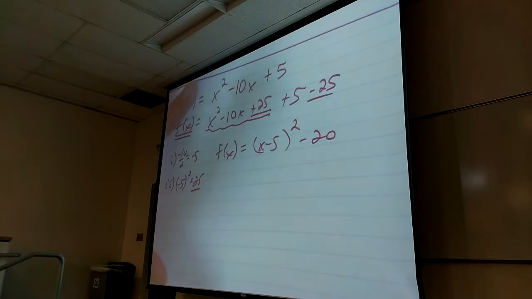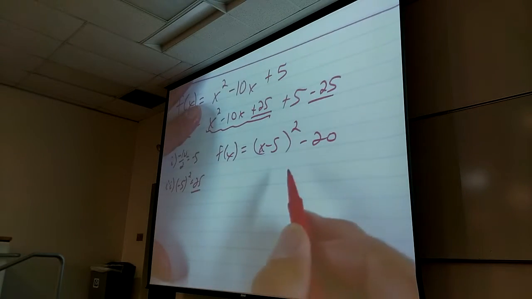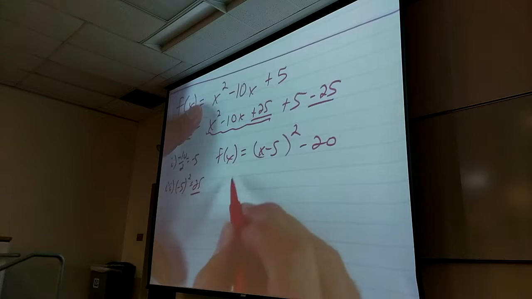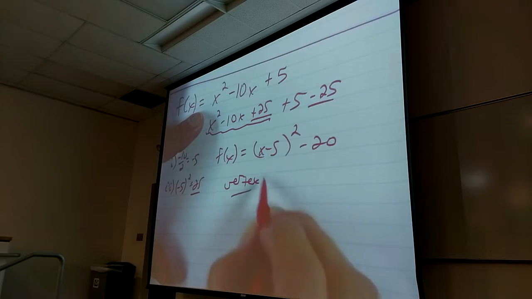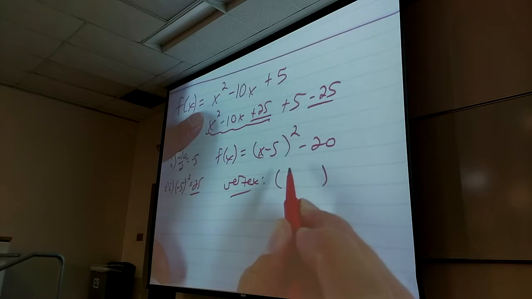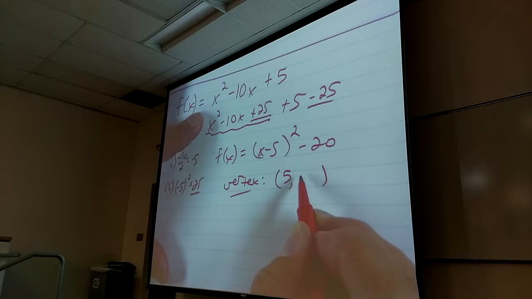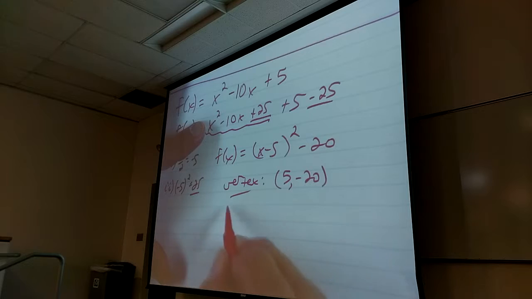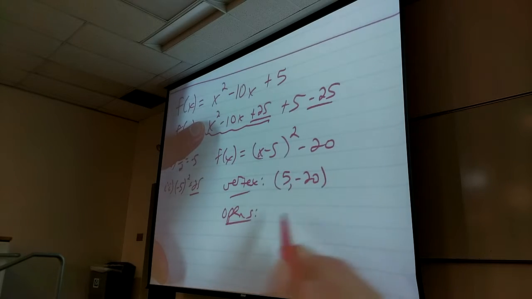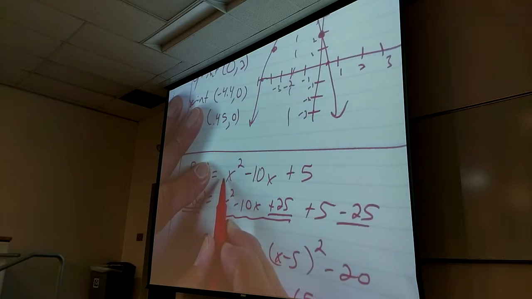To be honest, I could see the most important parts of the parabola from this form, but let me see if you guys see this. So the vertex obviously is going to be what now? 5, negative 20. Does it open up or down? Up. And I actually knew that from the beginning also, right?